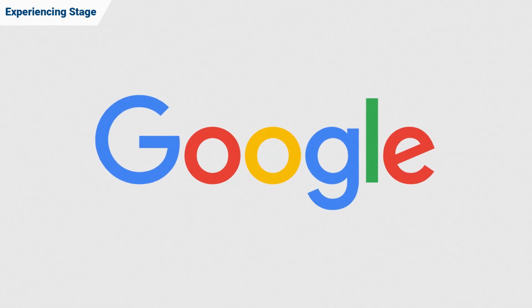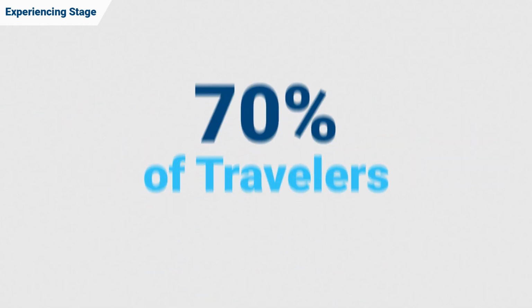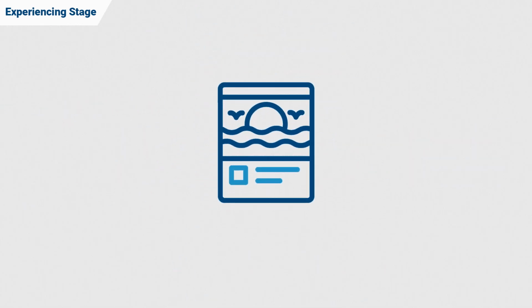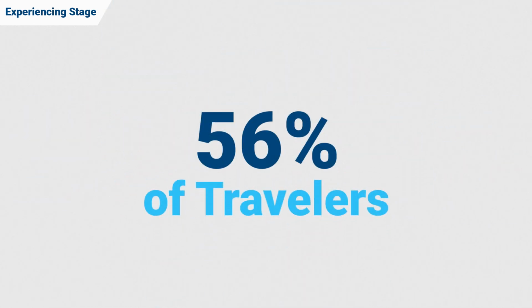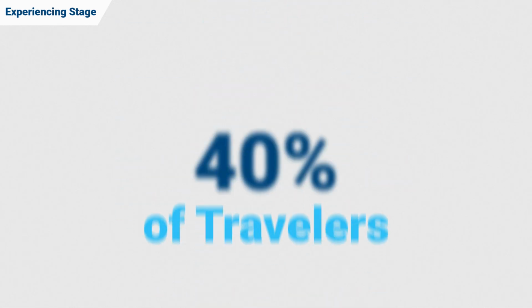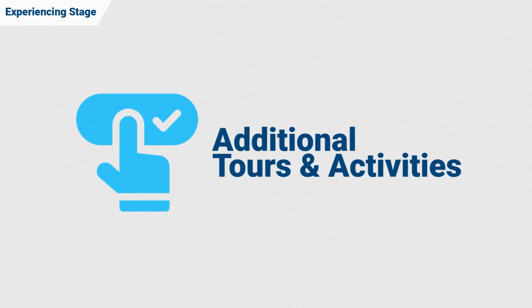To back this up with some of Google's findings, 70% of travelers update their social media accounts while they are on vacation. 63% of travelers reported using their smartphones to look up information and navigate during their trip. 56% of travelers post reviews and feedback during or immediately after their trip. And 45% of travelers book additional tours and activities once they're in their destination.